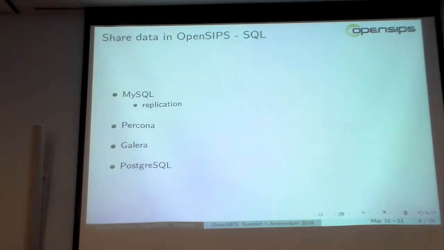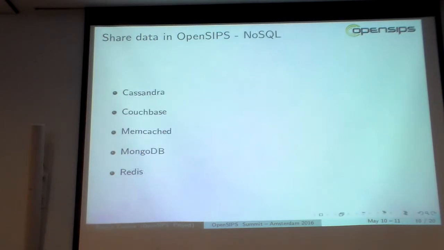Let's see how this can be done in OpenSIPS. So we have MySQL. You could use the MySQL replication stuff. You could use stuff like Percona, Galera. You can use PostgreSQL. I've never used it, but I heard very, very nice stories about it. You can also use a NoSQL engine to share data between different nodes. We have drivers for Cassandra, Couchbase, Memcache, MongoDB, Redis. So you can use this.